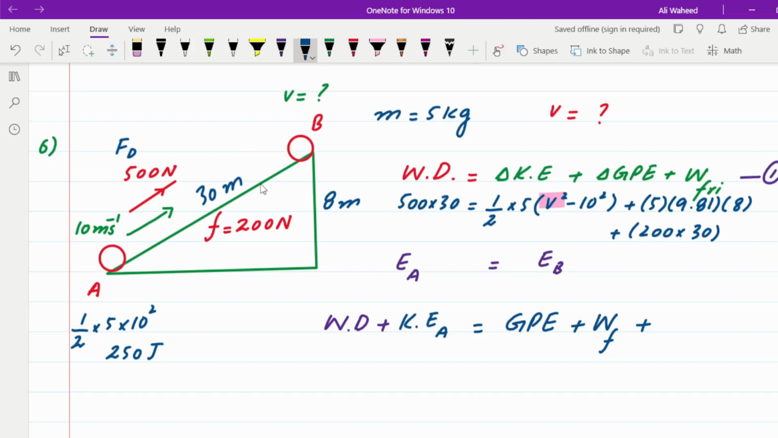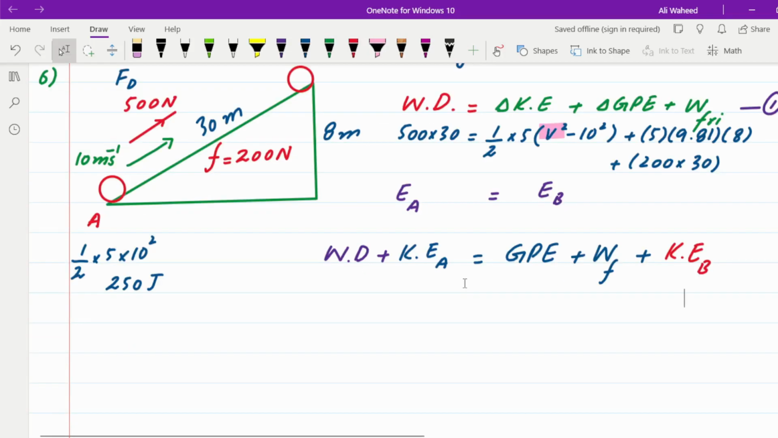There might have been some friction previously as well because the ball is already coming with a velocity of 10 meters per second, but the friction force that we are provided is the friction force that acts as the ball rolls from A to B. So we don't care about whatever the friction was previously. For our case, the friction is 200 and it is from A to B. Plus, at B, the ball has a kinetic energy as well. It would be having a different speed, so we can write kinetic energy at B.